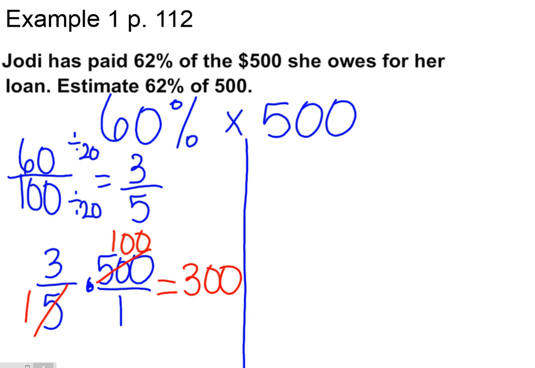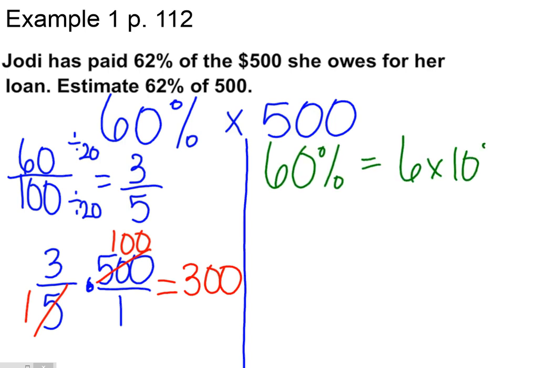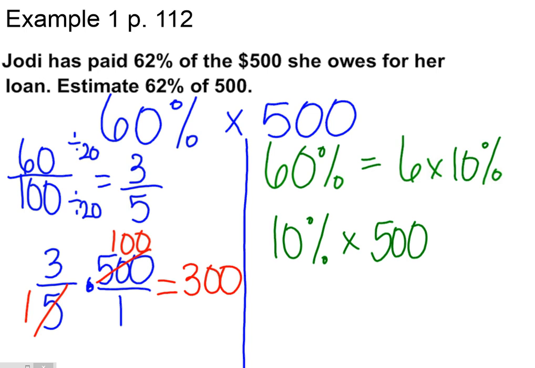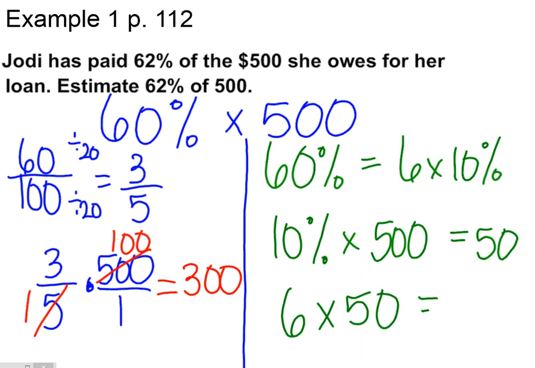The second way I would like to show you is not with a fraction. However, breaking up 60% as 6 times 10%. 10% of 500. All you have to do here is think place value. 10% is just 1 decimal to the left, so 10% is 50. Now that we found 10%, 6 times 50, or 6 times 10%, is 300. We got the same answer.